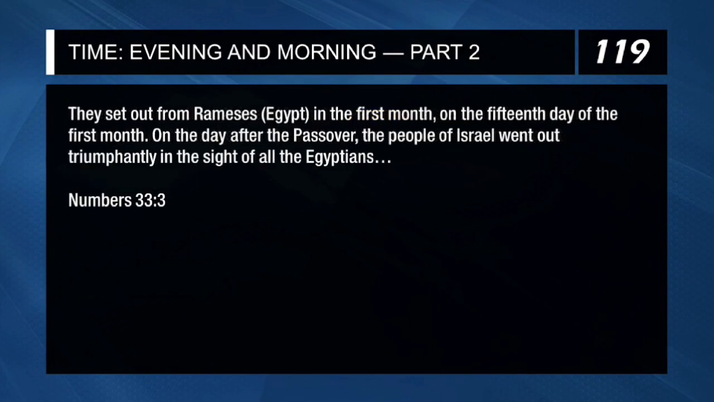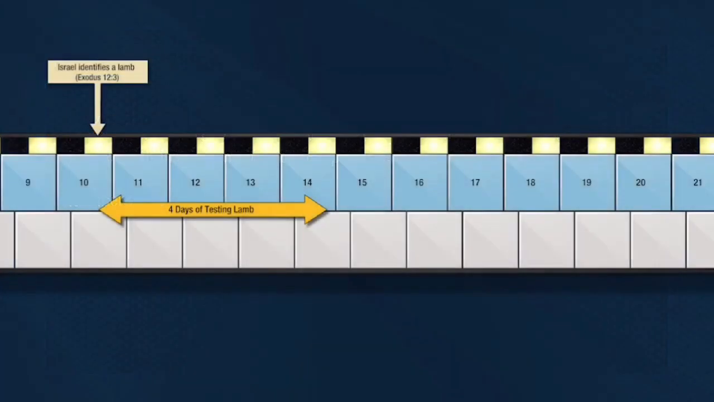And Numbers 33 verse 3: They set out from Ramses in the first month, on the 15th day of the first month. On the day after the Passover, the people of Israel went out triumphantly in the sight of all the Egyptians. Israel observed the Passover, or killed the Passover, on the 14th day, during the day around 3 p.m., as commanded. The Passover is when the Passover lamb was to be slain.